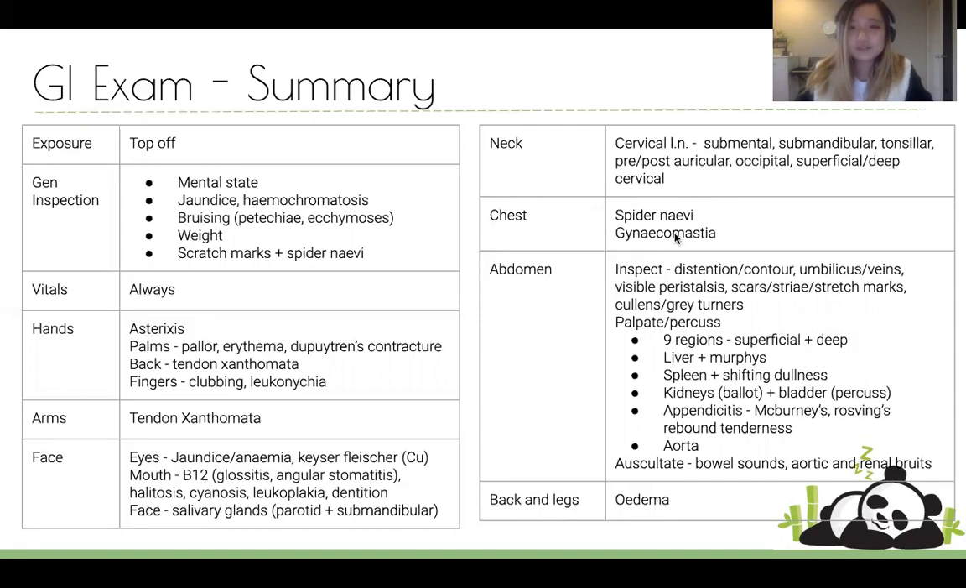On the chest, look for spider nevi and gynecomastia, both caused by liver disease. Spider nevi, more specifically, portal hypertension. And then the abdomen. So for the abdomen, first inspect. Look at the distension, look at the contour. You might be looking from the side like this. Look at the umbilicus and the veins. Look for peristalsis, whether it's visible. Look for scars, striae, stretch marks, things like that. Cullen's and Grey Turner's signs for pancreatitis. And then we move on to the palpation.